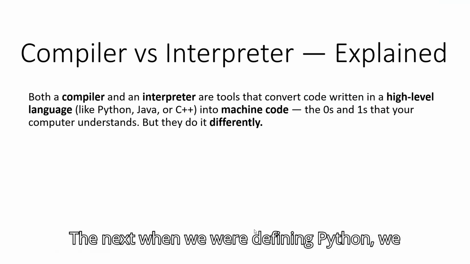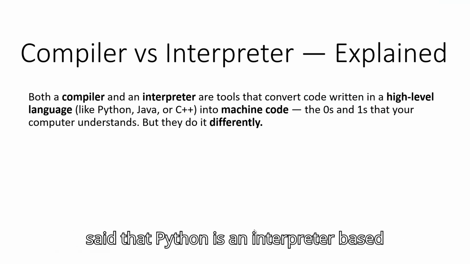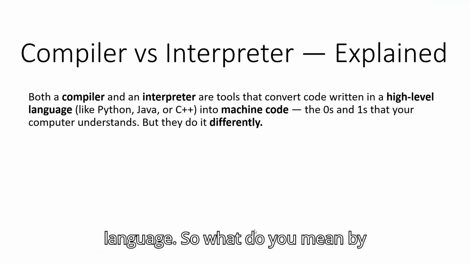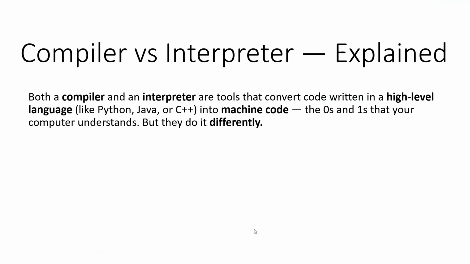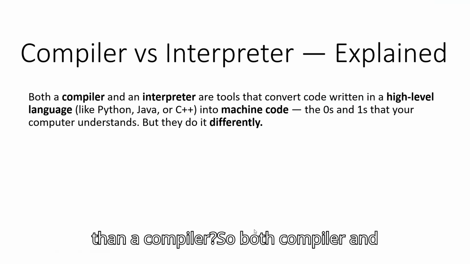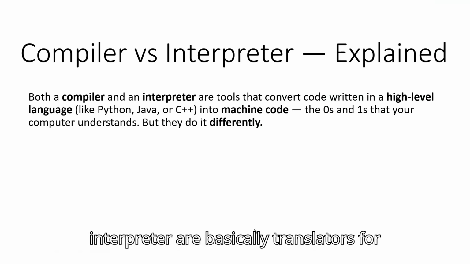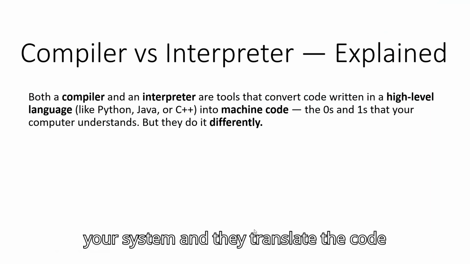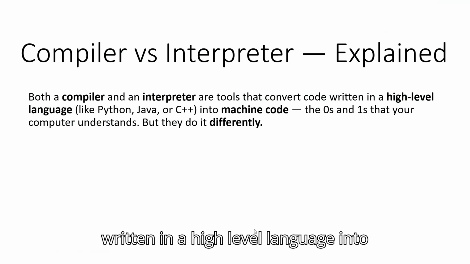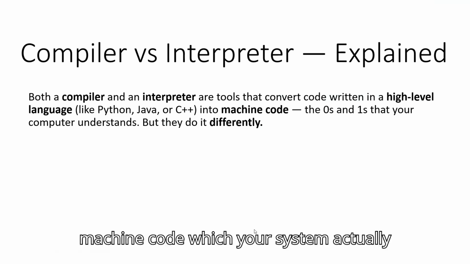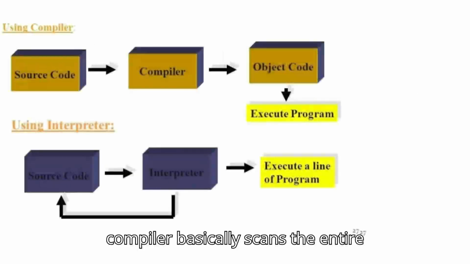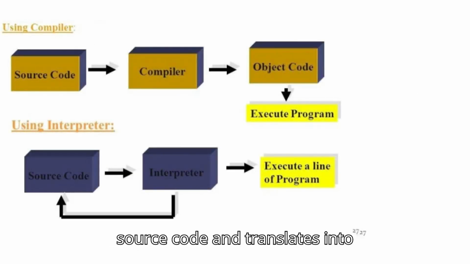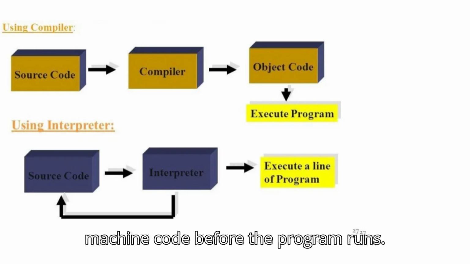Next, when we were defining Python, we said that Python is an interpreter based language. So what do we mean by an interpreter, and how is it different from a compiler? Both compiler and interpreter are basically translators for your system, and they translate the code written in a high level language into machine code which your system actually understands. A compiler scans the entire source code and translates it into machine code before the program runs.